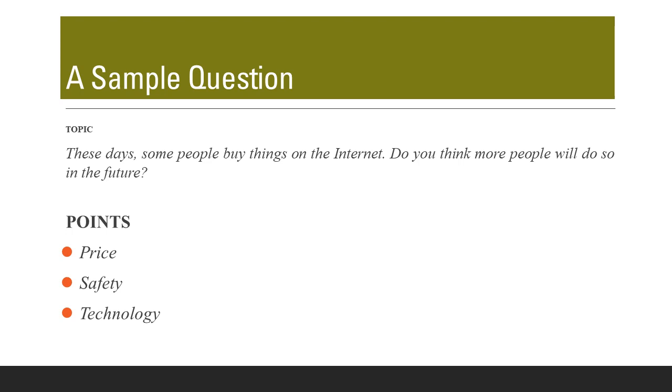Okay, next up, I'd like to take a look at an example of one of the questions on the test. This actually is the official example that came with the test when they first started the writing section a couple of years ago. And you'll see on this slide a typical question. This sample question asks, these days, some people buy things on the internet. Do you think more people will do so in the future? And then they give you 3 points that you might use to support. The points are price, safety, and technology.